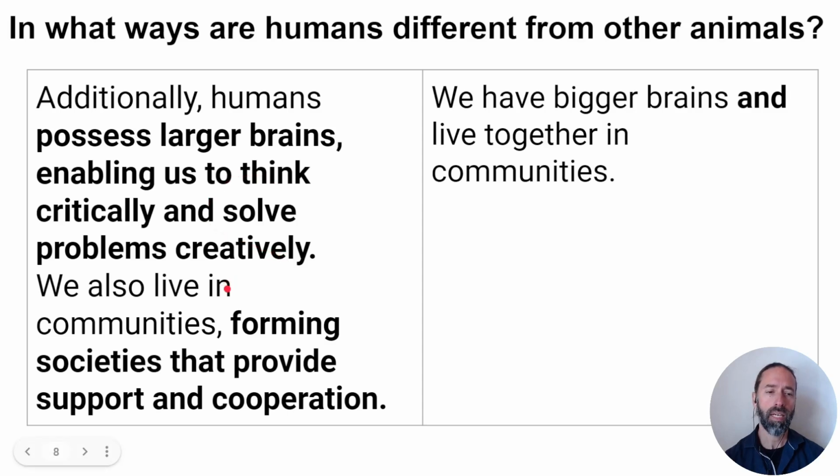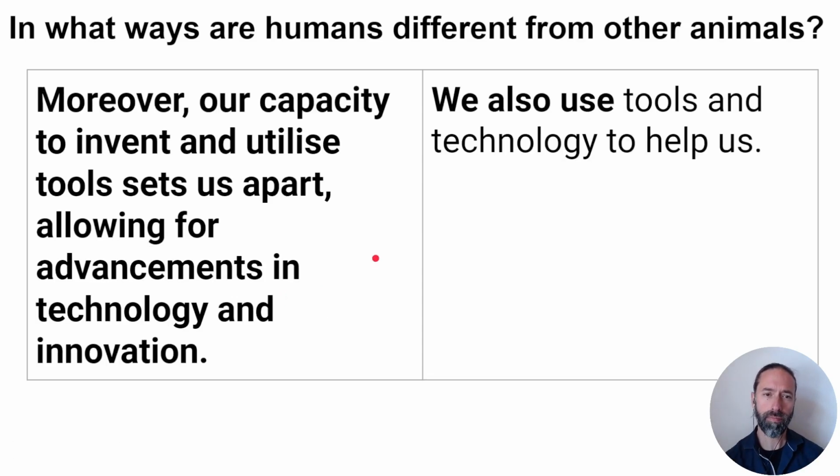complex. We also live in communities. Again, we live together in communities. It's very similar, but we're kind of extending this again, forming societies that provide support and cooperation. This is kind of part of what we're doing as living in a community. So again, far more complex, a bit more extended answer.